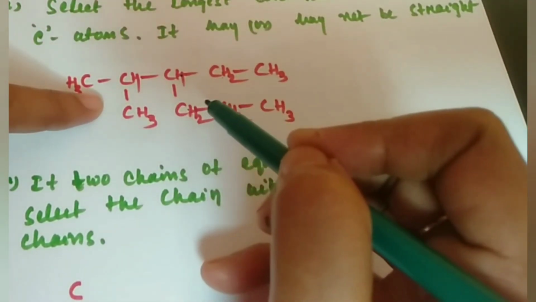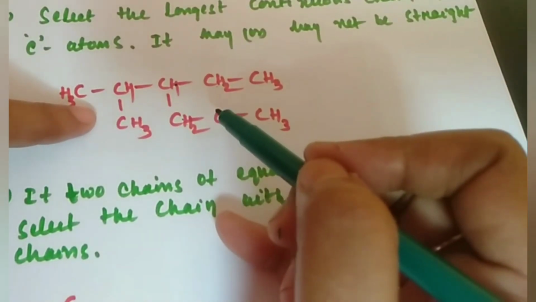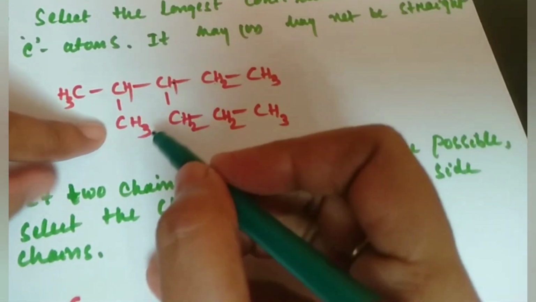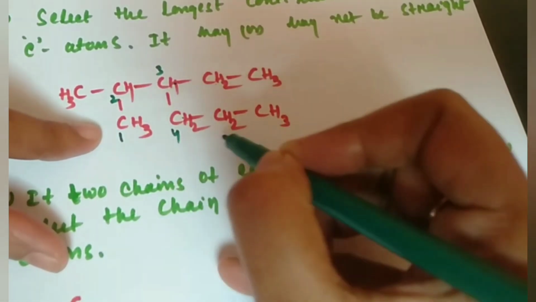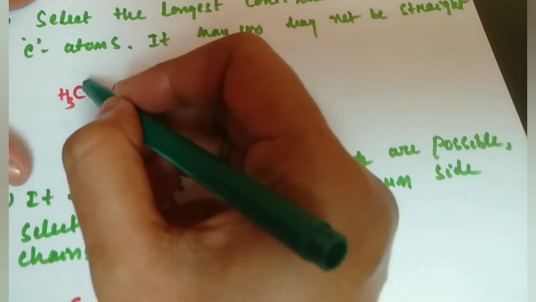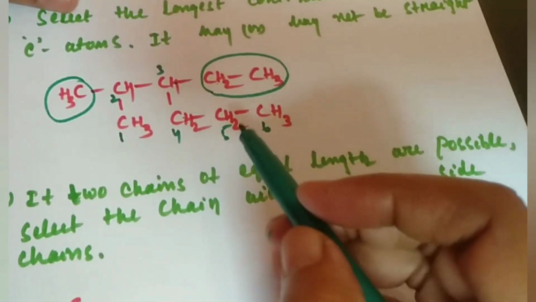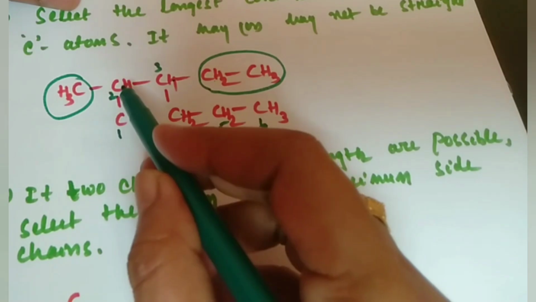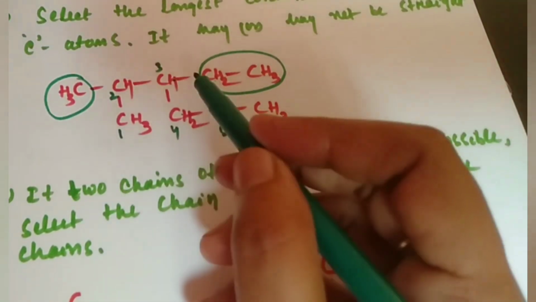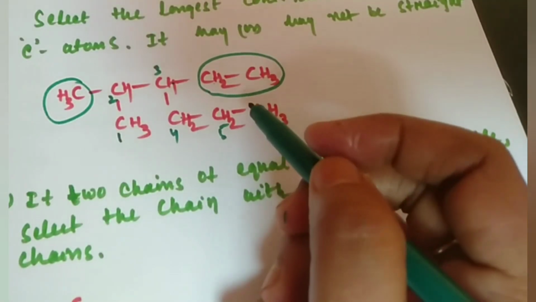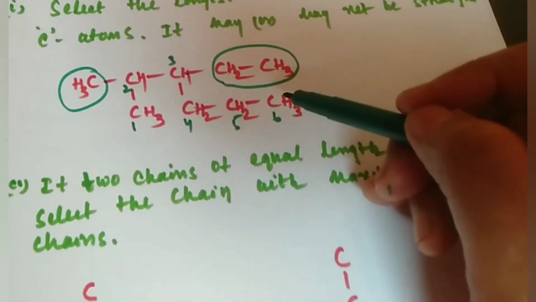Always select the longest continuous carbon chain by taking the maximum number of substituents. So if I proceed from this side, 1, 2, 3, 4, 5, 6, then in 2 position there is one substituent, and in 3 position there is another substituent. So this is the right way to proceed. In 2 position there is a substituent, in 3 position there is a substituent. So select the longest continuous carbon chain. That may be a straight chain, that may be a branch chain.